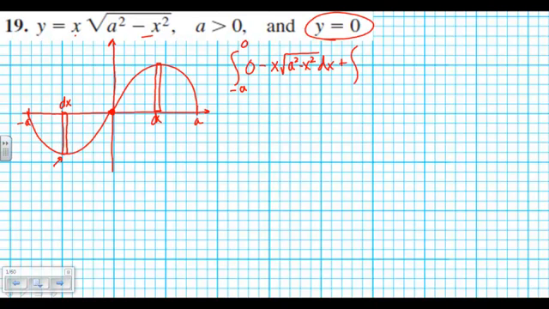Plus the integral from 0 to a, in which the top curve is x times root a squared minus x squared subtracted by 0 dx. So there we have our setup for the area.